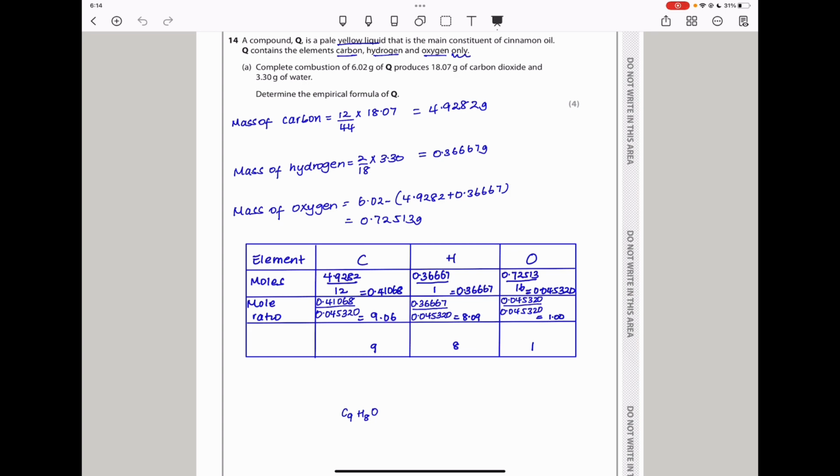Then I went to my table: element, carbon, hydrogen, and oxygen. I found the moles of each. Moles of carbon should be the mass of carbon divided by 12, which gave me those moles. Moles of hydrogen should be the mass of hydrogen divided by 1, which is the atomic mass, which gave me that. And the moles of oxygen should be the mass of oxygen divided by the atomic mass of oxygen, which gave me that.